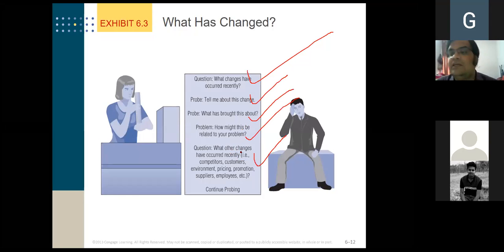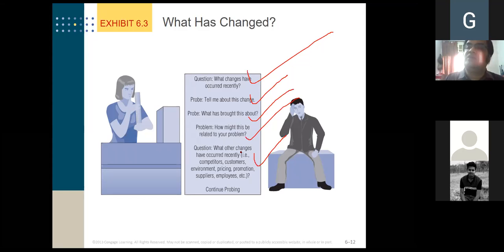Competitors, right? It is connected to competitors also, customers, environment, pricing, promotion, suppliers, employees. What other changes? Suppose competitors have done something. Just I am telling you, suppose Dylan Trucking Company is paying X amount of money. Now there comes another company, right? Suppose a company like FedEx comes and they pay more. So what will happen to this company's employees? These employees will move to FedEx because they are getting more payment. So anything can happen.